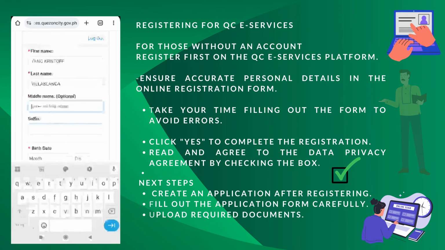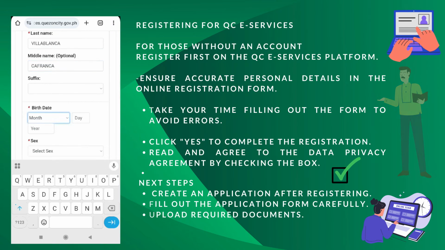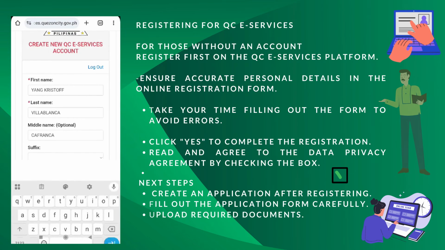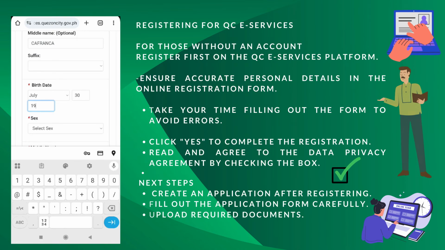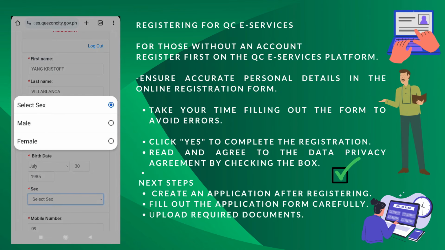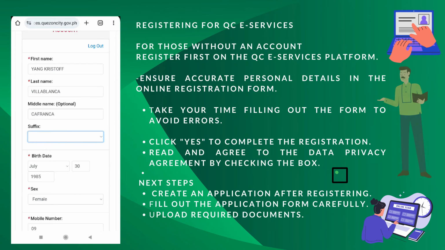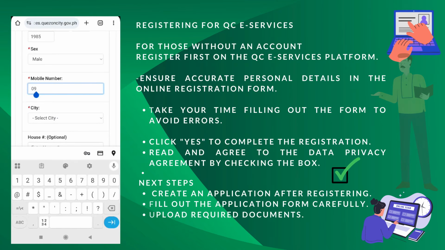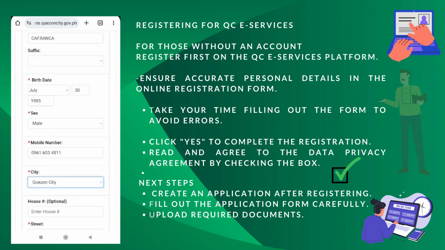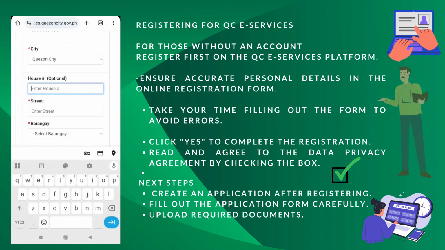Registering for QCE Services. For those without an account, register first on the QCE Services platform. Ensure accurate personal details in the online registration form. Take your time filling out the form to avoid errors. Click Yes to complete the registration. Read and agree to the data privacy agreement by checking the box. Next steps. Create an application after registering. Fill out the application form carefully. Upload required documents.